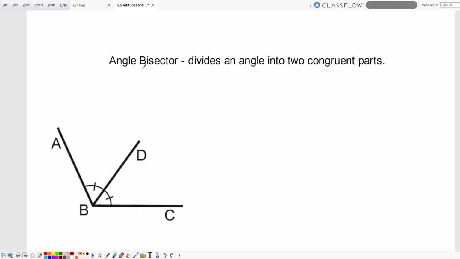And then finally, an angle bisector is just going to take a larger angle. Say we have angle ABC. The bisector would be segment or ray BD because it is taking the larger angle and cutting that into two smaller congruent angles.